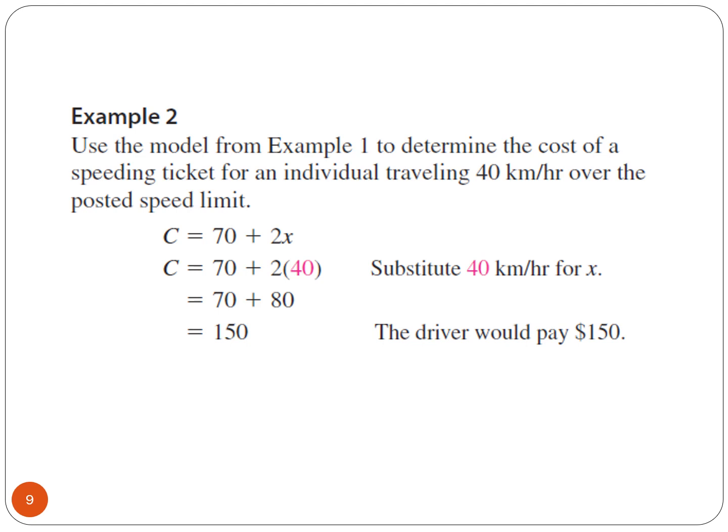Now C is equal to 70 plus 2 times 40. This is 70 plus 80. This is equal to 150. That's how much the person will pay. This is the cost of the ticket for a person traveling 40 kilometers over the speed limit.